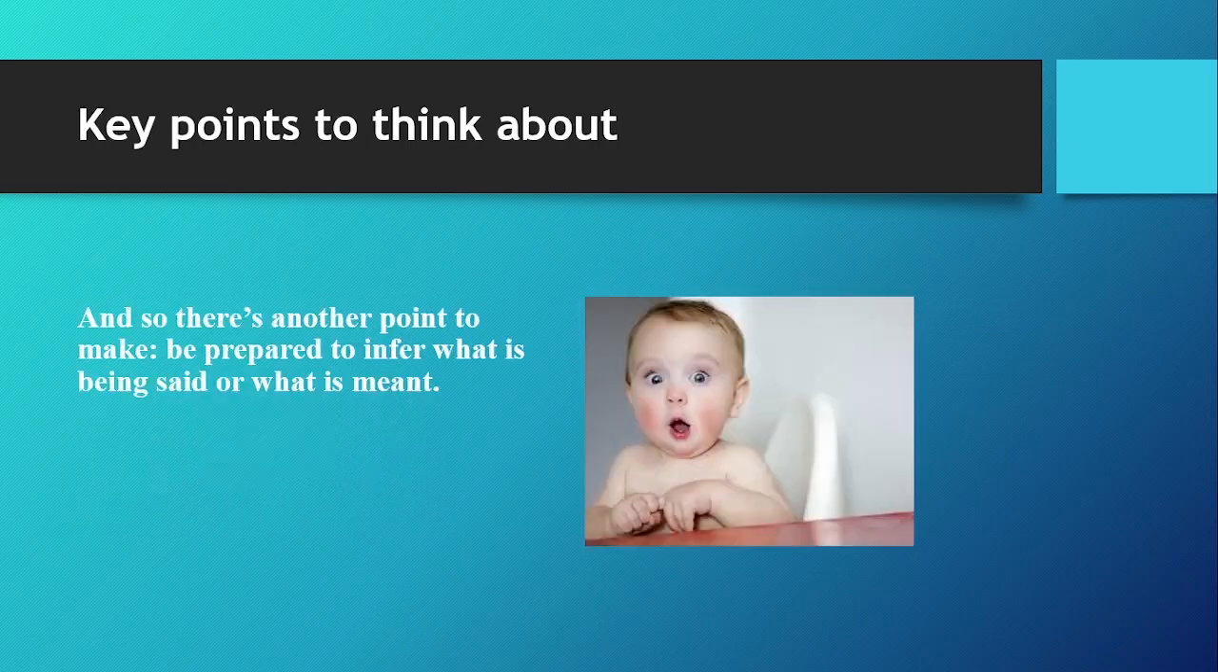And there's another point to make. Be prepared to infer what is being said, what is meant. It isn't always made explicit in the source, but explain yourself. Just as if a source leaves you uncertain about something, say so. For example, with these sources, we don't know who Malenkov was speaking to. But again, explain yourself. Why might this be important?